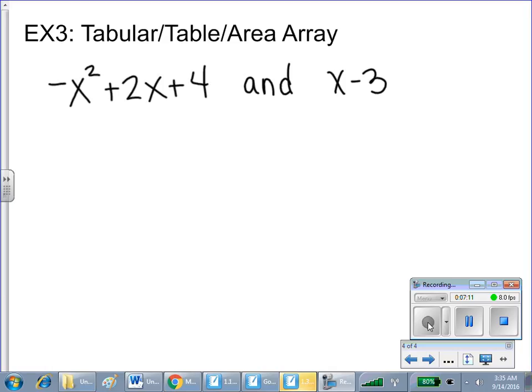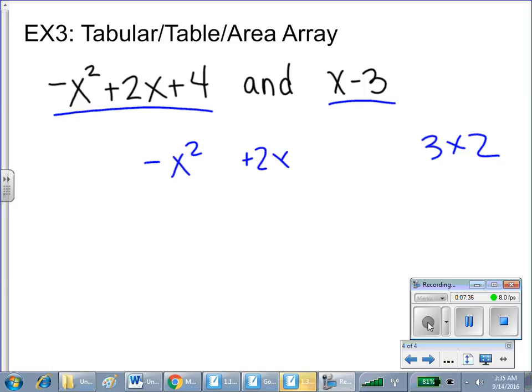What we are going to do is basically create a table. Since this first expression has 3 terms, and this expression has 2 terms, our table needs to be 3 by 2. It doesn't matter if it's 3 rows and 2 columns, or 2 rows and 3 columns. It doesn't matter if I put the negative x squared, the positive 2x, and the positive 4 along the top, like I'm doing here, and then the positive x and the negative 3 along the side.